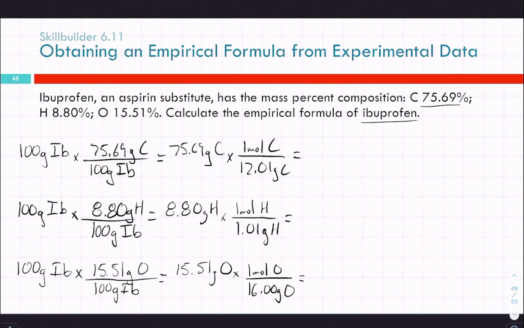So 75.69 divided by 12.01 is 6.3022 moles of carbon. 8.80 divided by 1.01 is 8.7129 moles of hydrogen. And then 15.51 divided by 16 will be 0.969. Let's do 4 moles of oxygen. Then we just divide by the smallest number of moles.